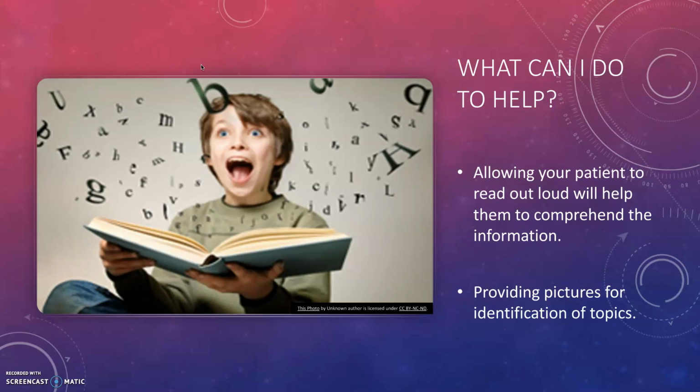If your patient needs to read out loud, a lot of times that helps them comprehend the information better. So you want to make sure that they have a private room so you can avoid embarrassment or decrease their distractions. If they are able to focus on what they're reading, they're going to be able to comprehend it a little bit better. And then provide pictures for identification of topics. If they have a picture in front of them, then they're going to be able to understand what you're talking about instead of trying to figure it out in their head.